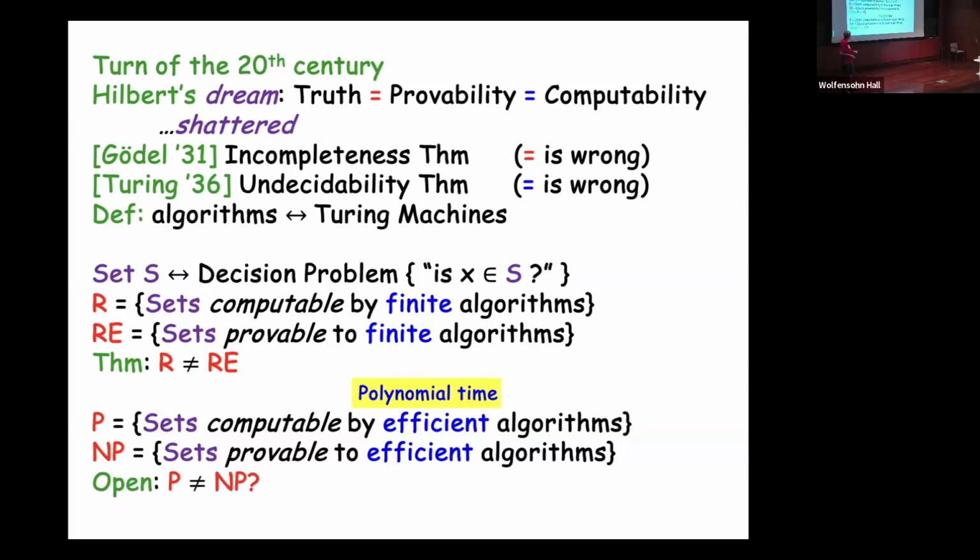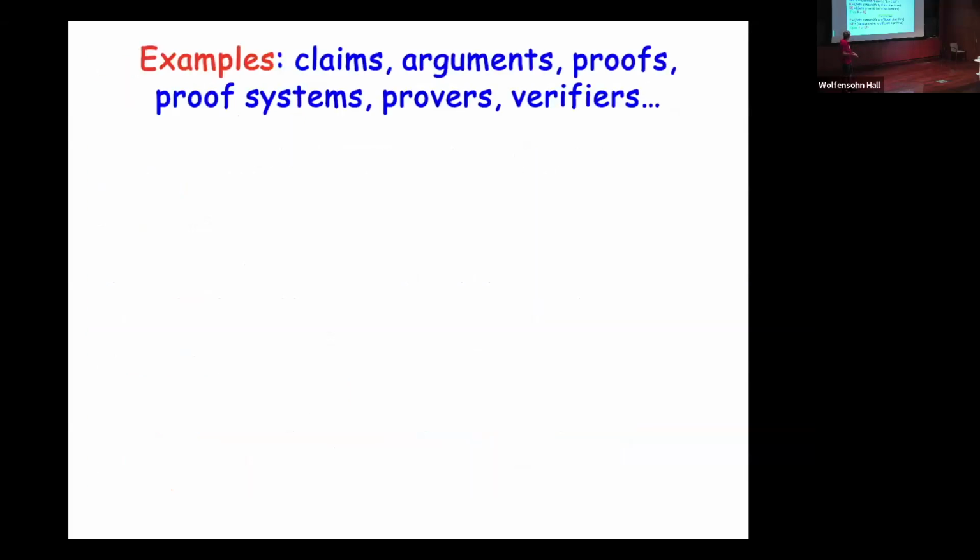Okay, good. So now we want to talk about proofs. And I'll just run through some examples to talk about the many notions that we associate with proofs. There are claims, there are arguments, some of them are proofs. What is a proof system? These are interactions between provers and verifiers.